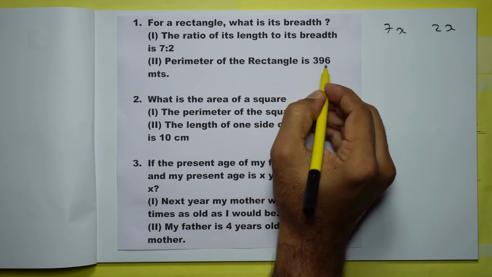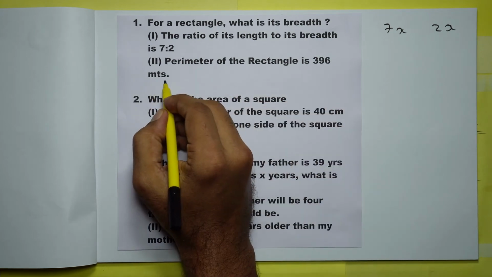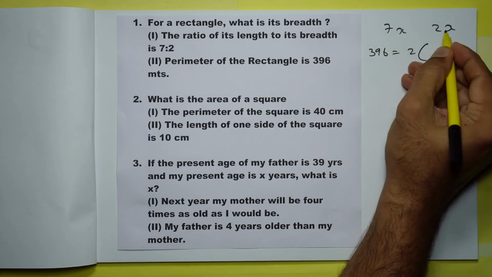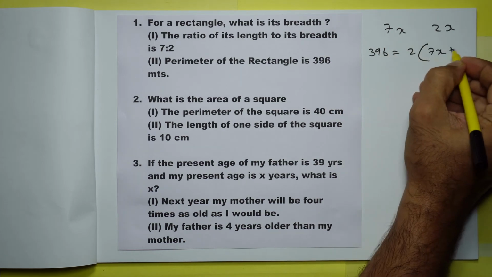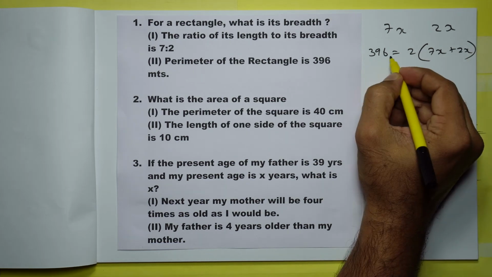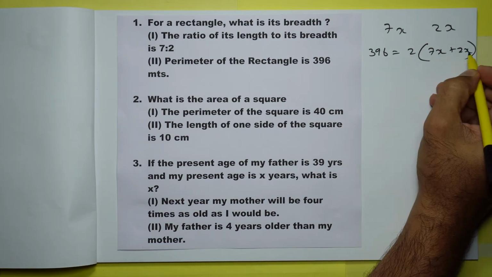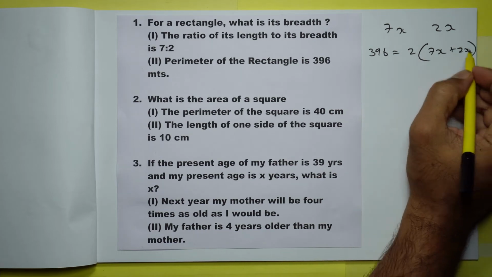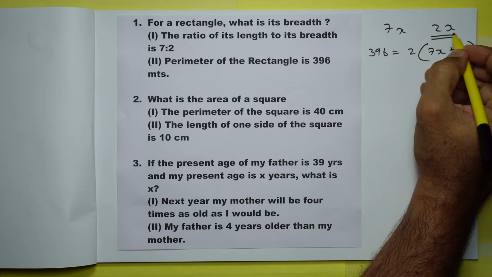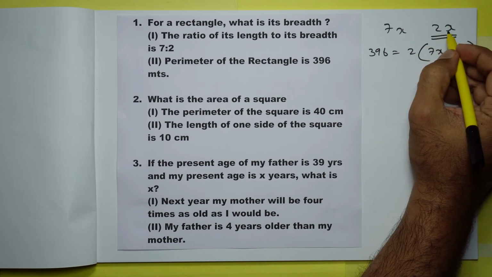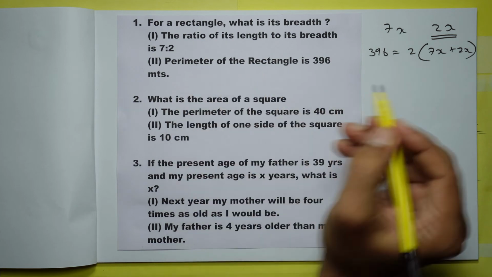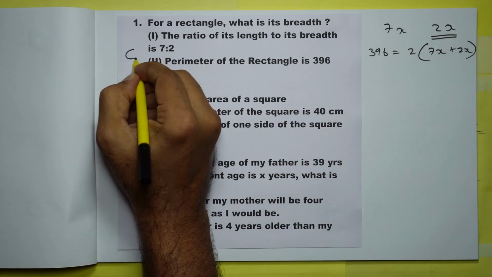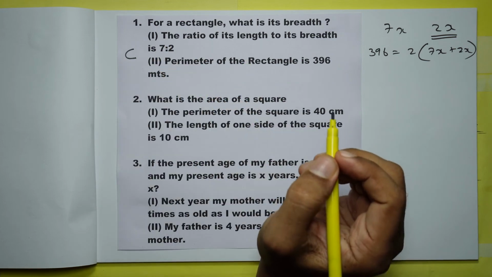Perimeter of the rectangle is 396 meters. So perimeter is 396, that is 2 times (L plus B), that is 7x plus 2x. Now from this equation we can calculate the value of x and we can substitute here and you will get 2x, and 2x is the breadth of the rectangle. So with both the statements you will get the exact value of the breadth of the rectangle. Hence option C is the right answer. Both the statements are necessary.